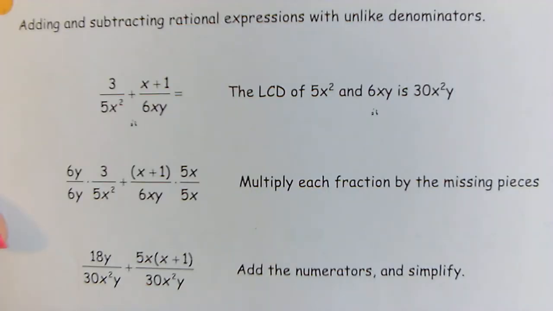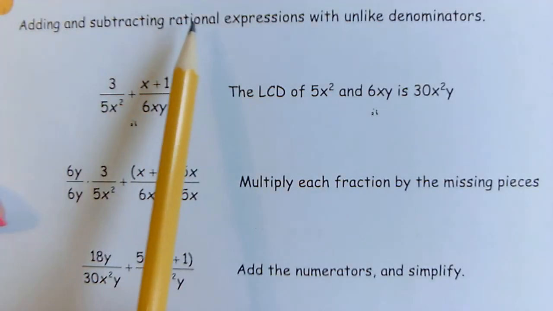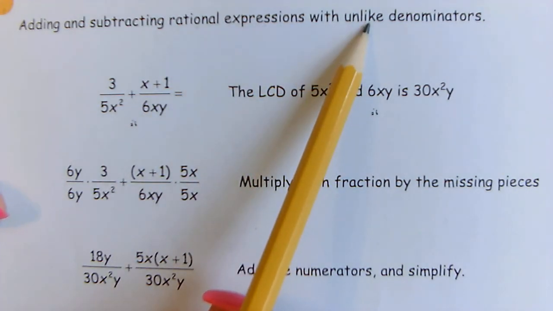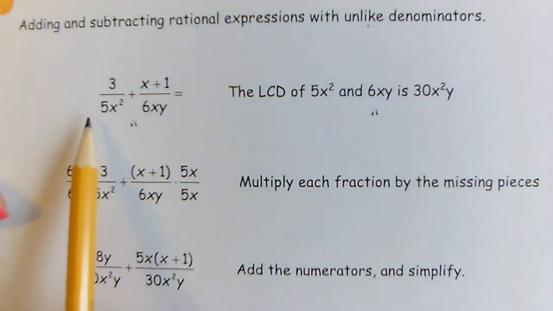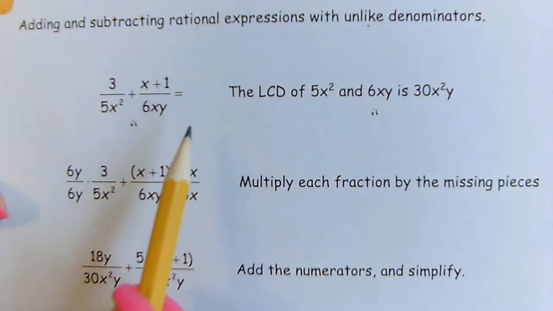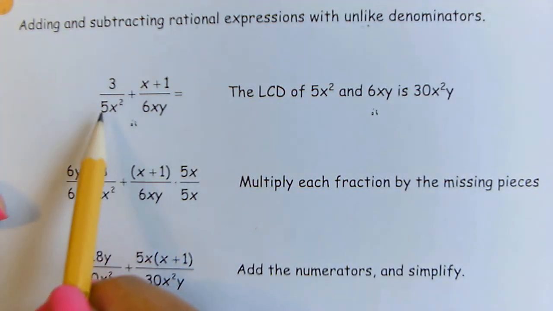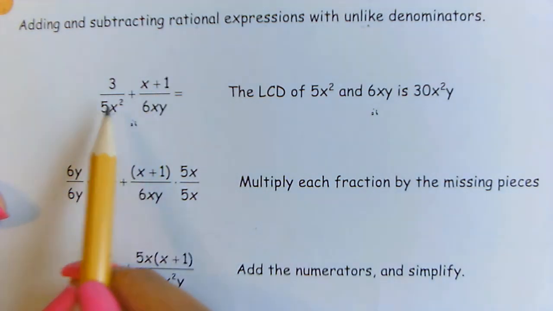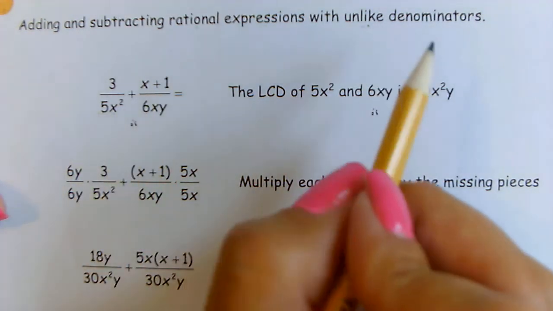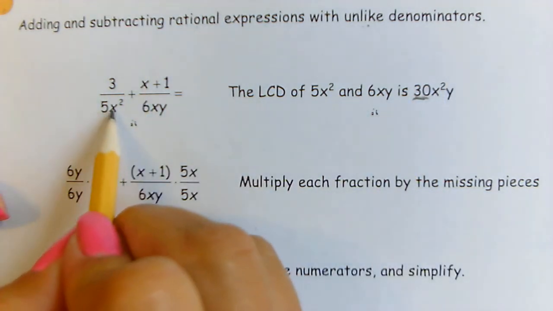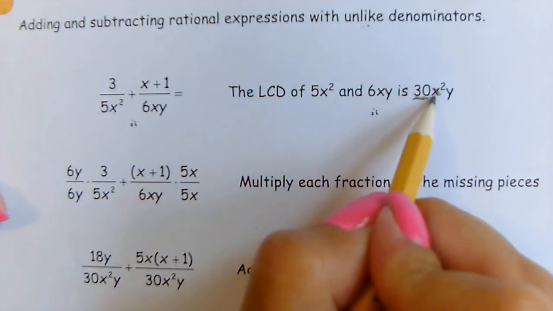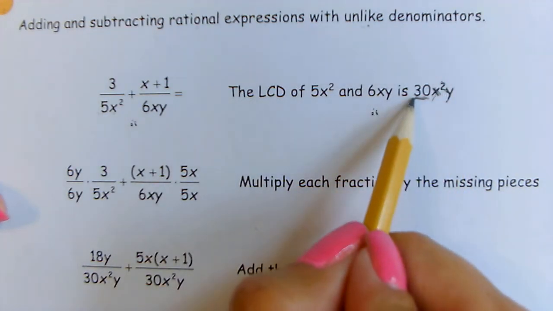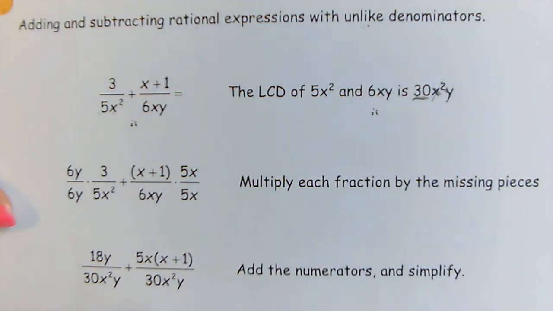So let's do an example of actually adding or subtracting messy fractions with uncommon denominators. You first have to choose what your lowest common denominator is going to be. So if you have a 5x squared and a 6xy, the smallest multiple that they both go into is going to be 30. You need 2 x's because this one has x to the 2, and you need the y. So that's going to be the lowest common denominator.